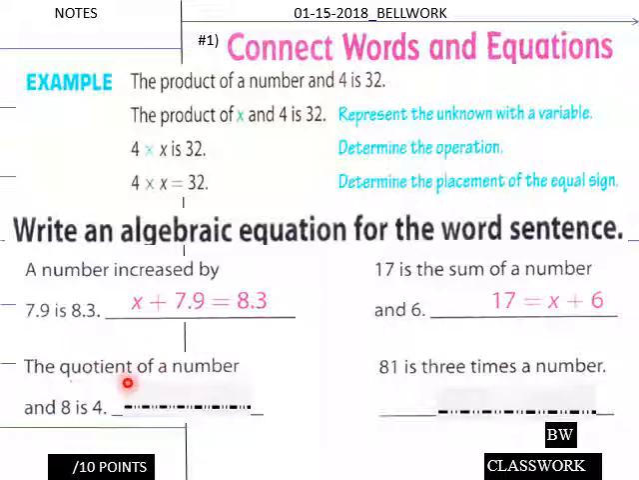And then down here, the quotient of a number and 8 is, you know what that means, 4. So x divided by 8, this is your quotient, of a number x and 8, is 4. And then over here, 81 is, you know what that means, students, 81 is 3 times a number. There's your equal sign for is: 81 equals 3 times a number, 3x. So there's your bell work for today.